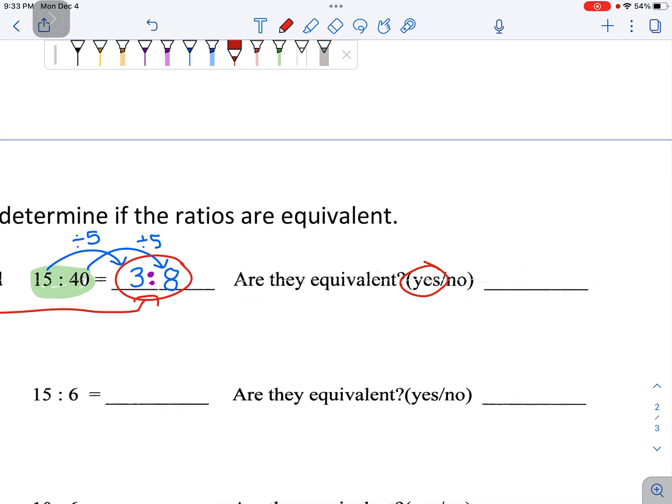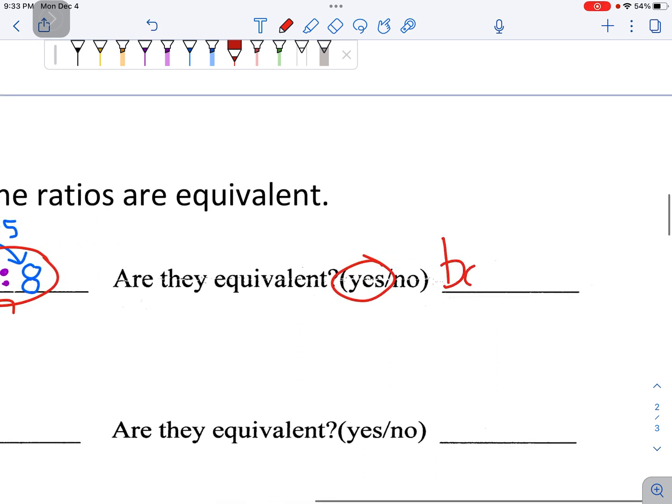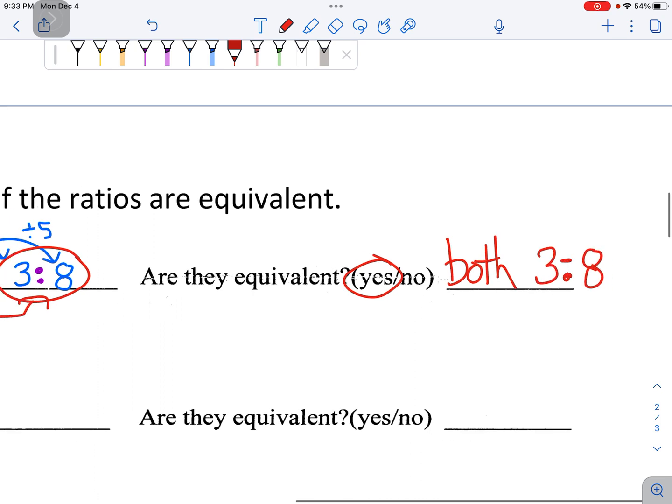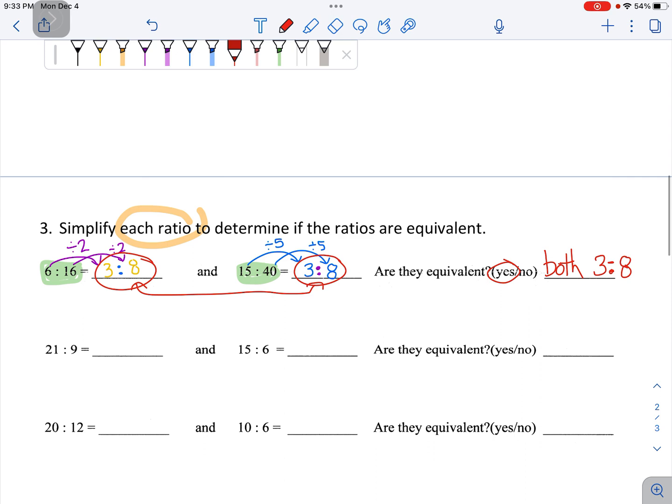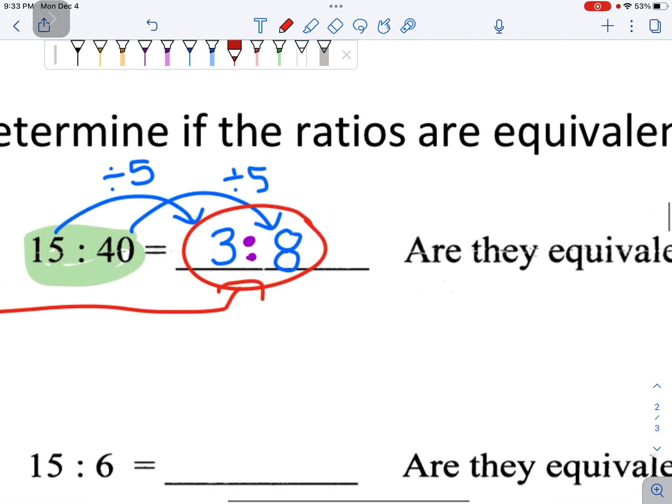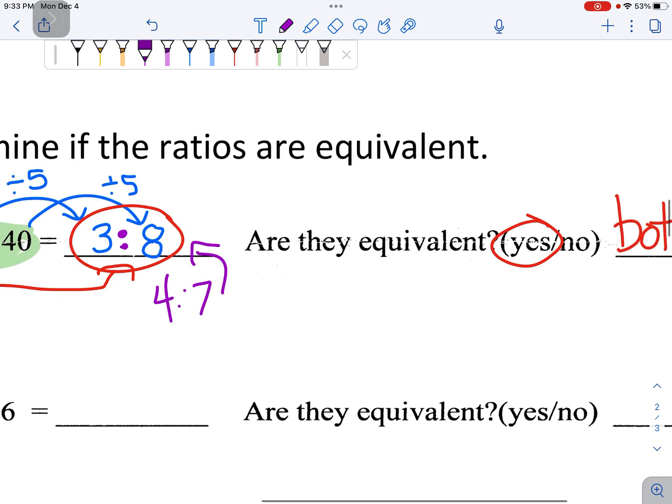I'm not quite sure what the next blank is for. Both 3:8. They have to simplify to the same ratio. If they are different ratios, right? So if this one had instead said, I don't know, 4 to 7, then we would have circled no. We would have done the no. All right, but because they are both 3 to 8, then they are equivalent.